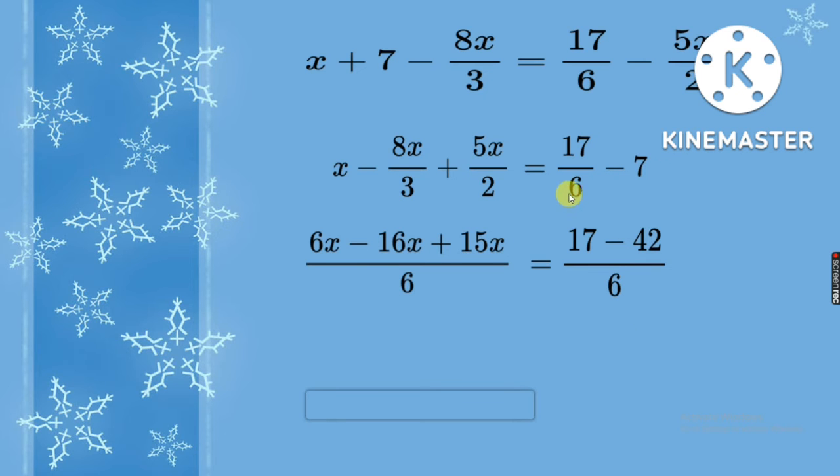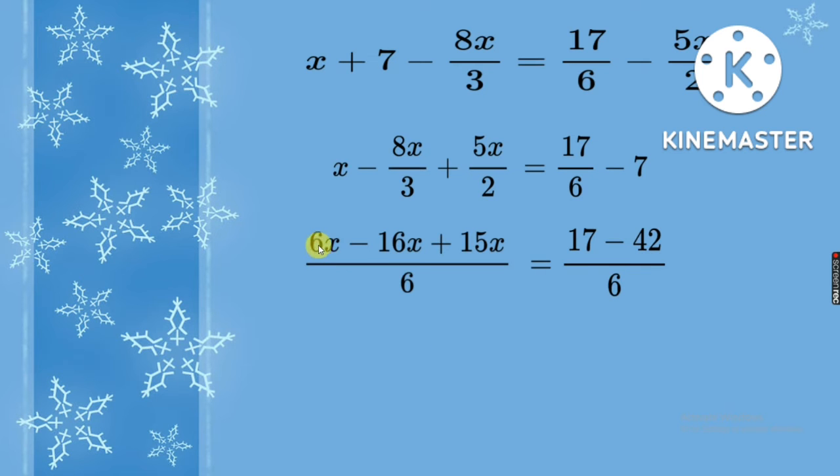Now dividing 6 by 6, we got 1. 1 multiplied by 17, we got 17. Minus here 1, 6 divided by 1, we got 6. 6 multiplied by 7, we got 42.